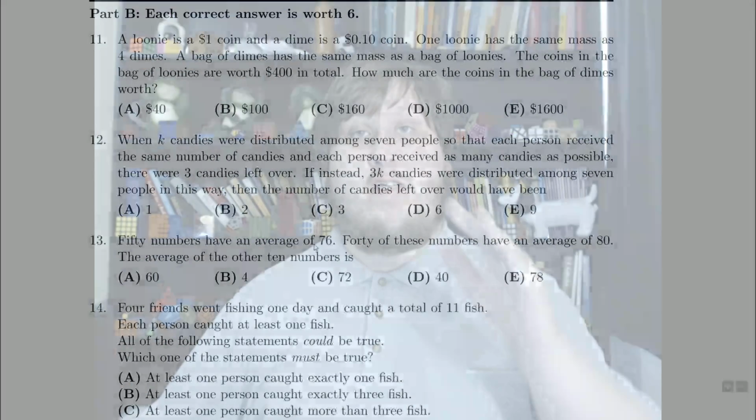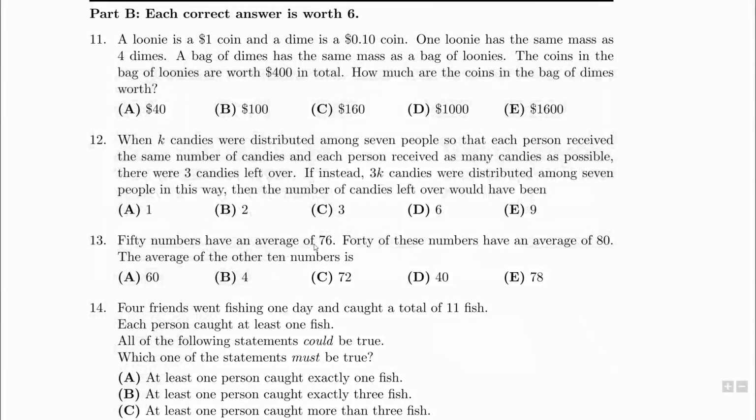We're going to be looking in this video at question number 12 on our 2010 Fermat paper, so let's dive in and take a look here. When k candies were distributed among 7 people, so that each person received the same number of candies, and each person received as many candies as possible, there were 3 candies left over. So basically what we're saying is, if you divide k by 7, you'll get a remainder of 3. That's how we read this information. A lot of English, but it translates into some very basic math concepts.